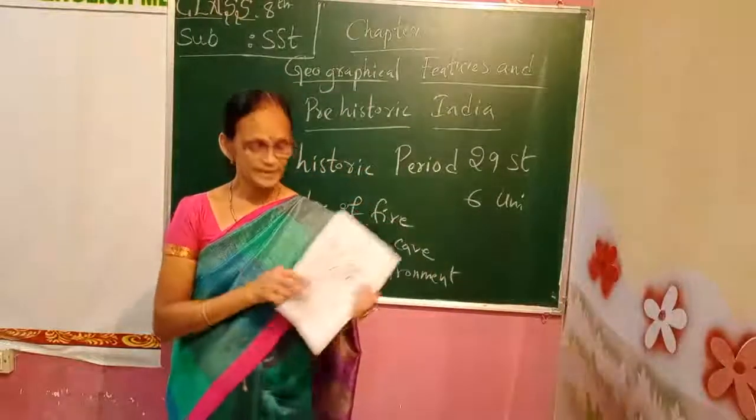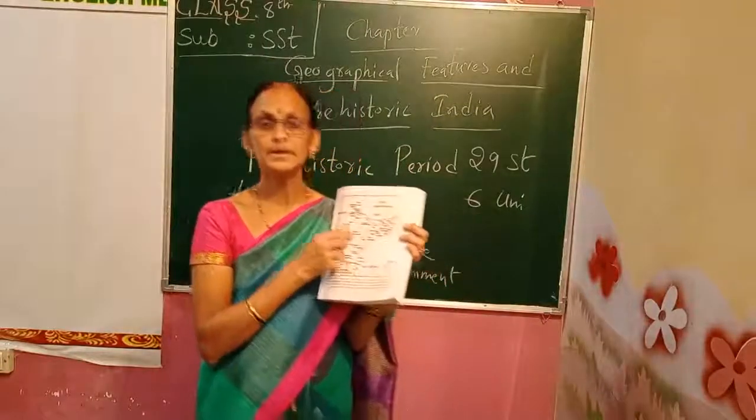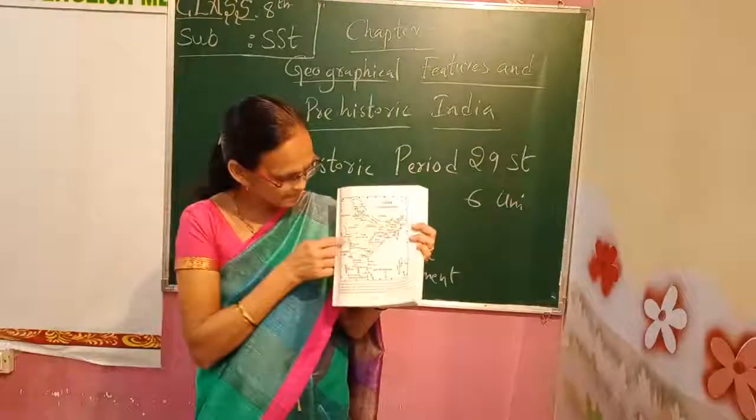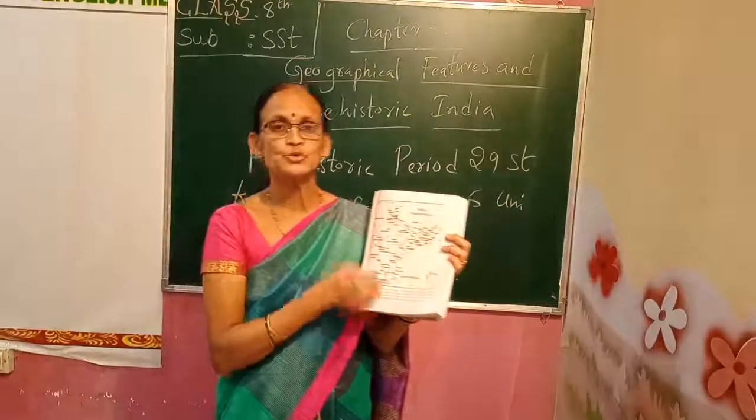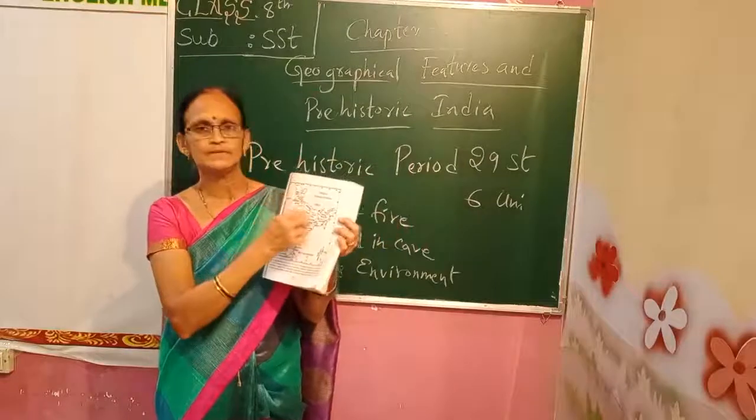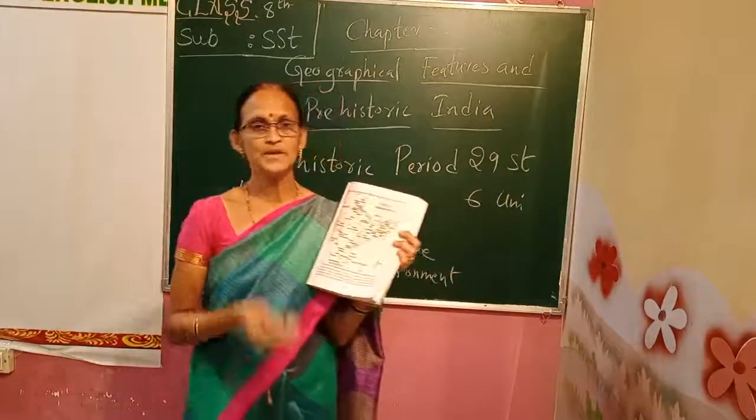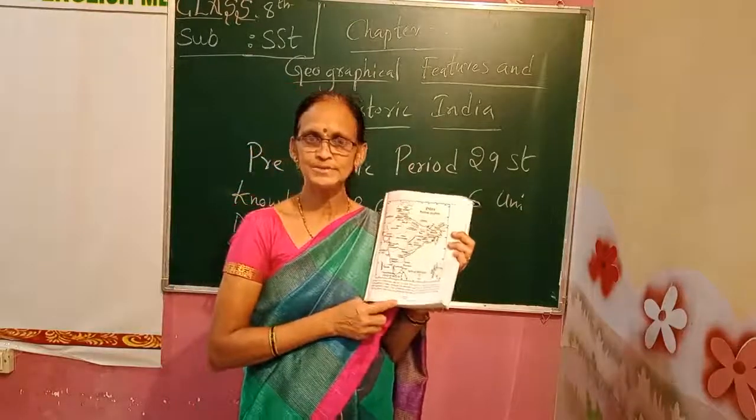We have the Deccan Plateau in the middle of the India map. It is a plateau region. This part is called the Deccan Plateau, and the places near the seas are called the coastal regions. The plains here are called the Gangetic plains. So India is covered with desert, plain, plateau and coastal region.